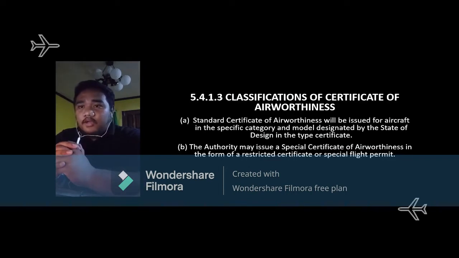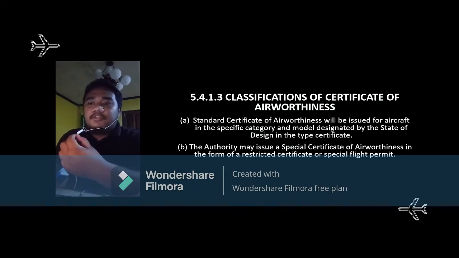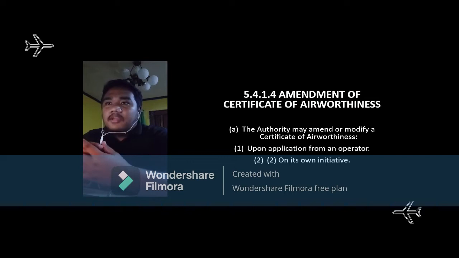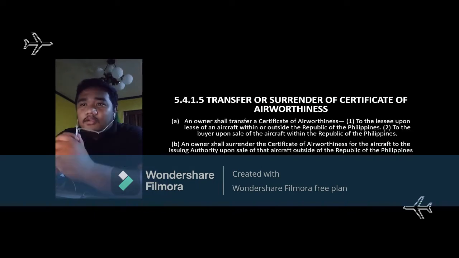Classifications of Certificate of Airworthiness. Standard Certificate of Airworthiness will be issued for aircraft in the specific category and model designated by the state of design in the type certificate. The authority may issue a special certificate of airworthiness in the form of restricted certificate or special flight permit. Amendment of Certificate of Airworthiness. The authority may amend or modify a certificate of airworthiness upon application from an operator or on its own initiative.